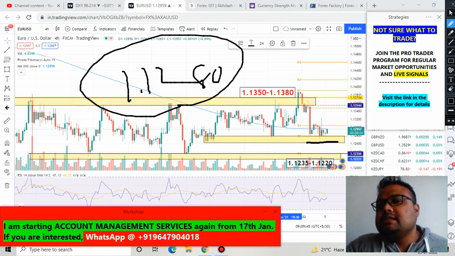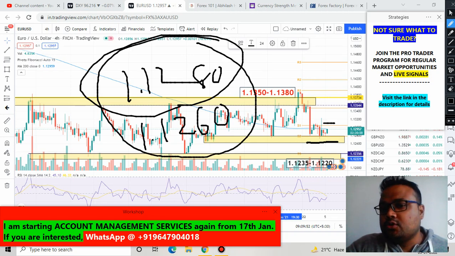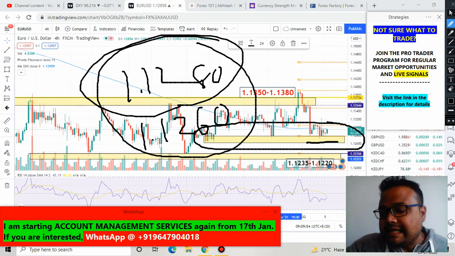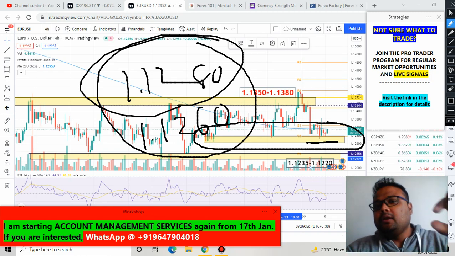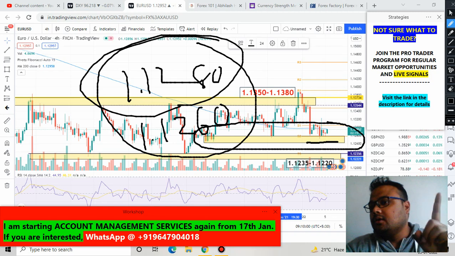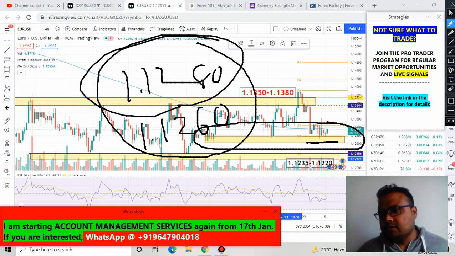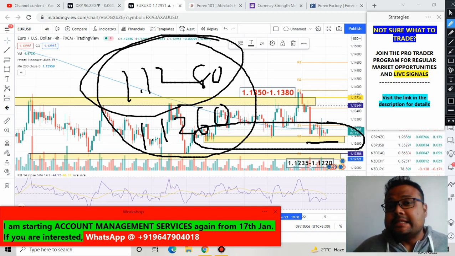Why? Because keep in mind that this is a support zone. This is a whole support zone in the market. So selling in this region, between 1.1260 and 1.1280, is not a good decision at all, because at any point the market may bounce. So only sell below 1.1260. But if you want to buy right now, you can take a buy as well.